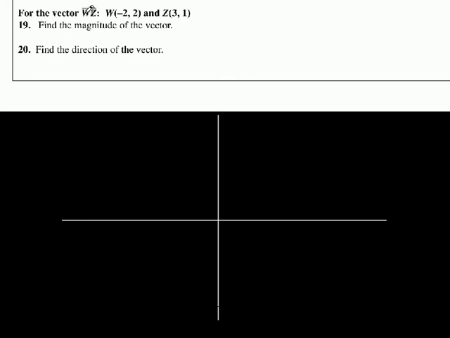So the vector starts at W and it goes to Z. So let's put in W. It's negative 2, 2. I'm not going to be real picky about making sure this is perfect, but at least it gives us a guideline. So that's W right there, at the point negative 2, 2. Let's plot the other one, 3, 1. So 1, 2, 3, and then 1 would be about right there. That's Z. Mark that as Z. And that point is 3, 1.